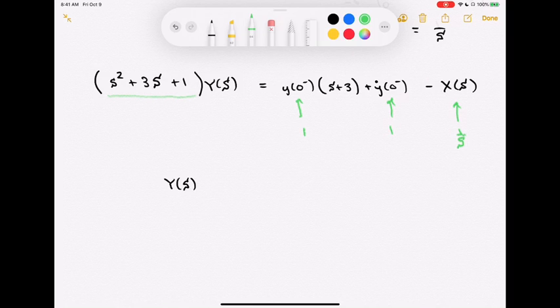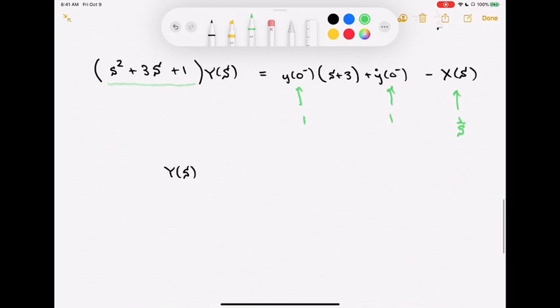So I'm going to go ahead and solve now for y, right? I'm just going to divide both sides of the expression by that s squared plus 3s plus 1. And I'm going to do it after I've made these other substitutions as well. So what was y0? It was 1, and y dot at 0 were both 1. So I'm going to get an s plus 3 plus 1. That's going to be an s plus 4.